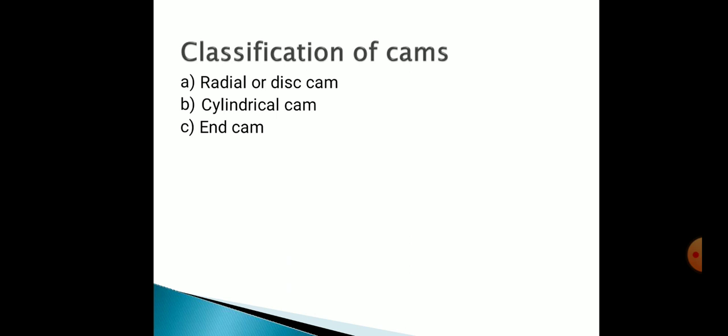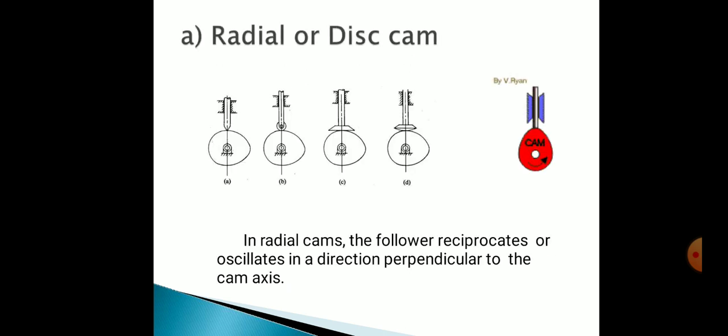Classification of cams: A. Radial or disc cam. B. Cylindrical cam. C. End cam. The figures A, B, C, D show the radial or disc cam. In radial cams, the follower reciprocates or oscillates in a direction perpendicular to the cam axis.